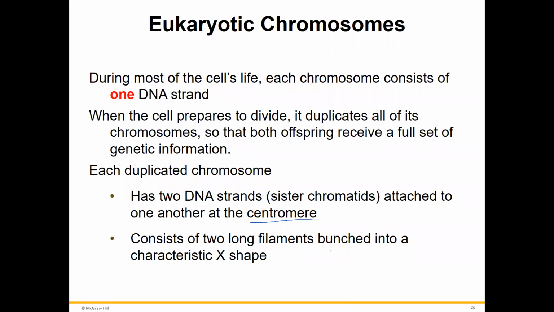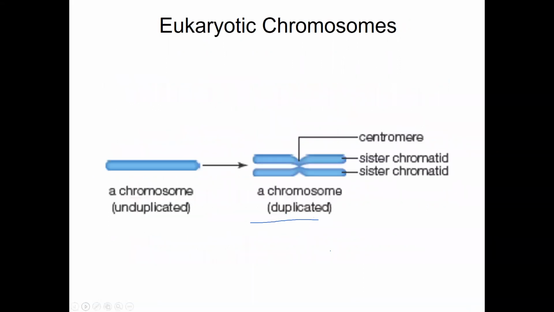So let me get rid of that. So here's an unduplicated chromosome. Just think of it as a single strand. And then when it duplicates itself, you end up with 2 strands. And then right here in the middle, this isn't necessarily a structure so much as an area right there. And that's referred to as the centromere. It's this indentation, right? This constriction in the middle between the 2 that's called the centromere.